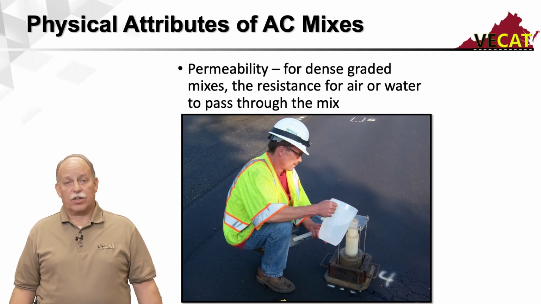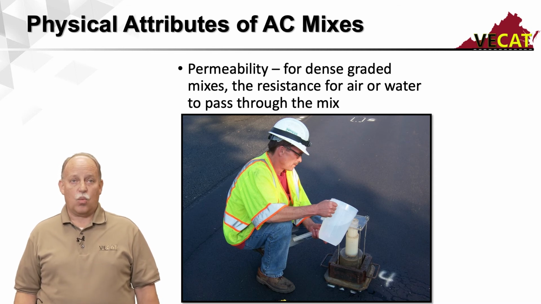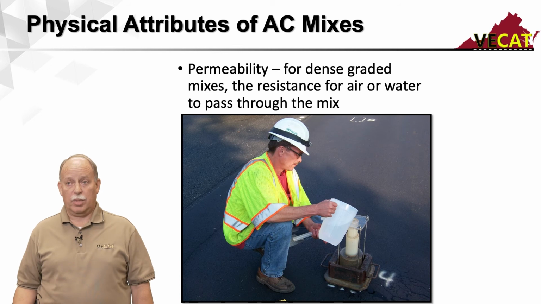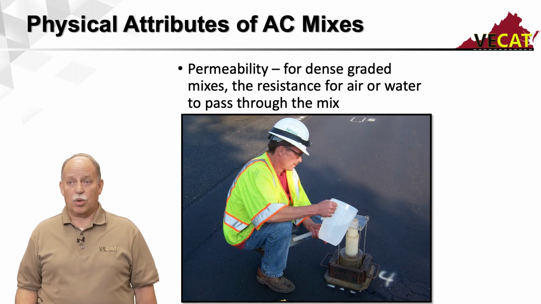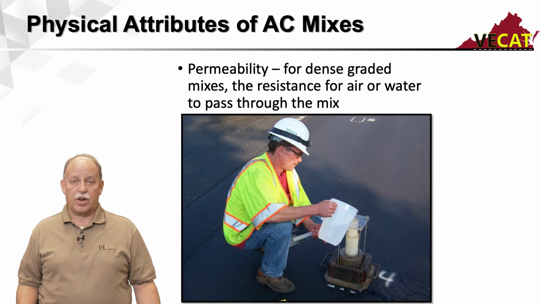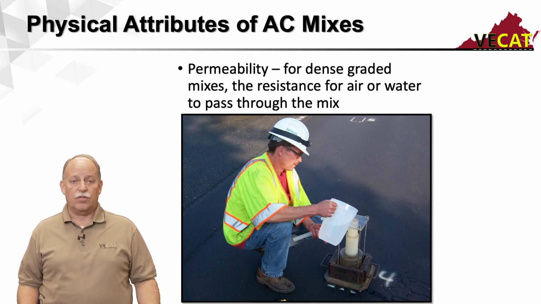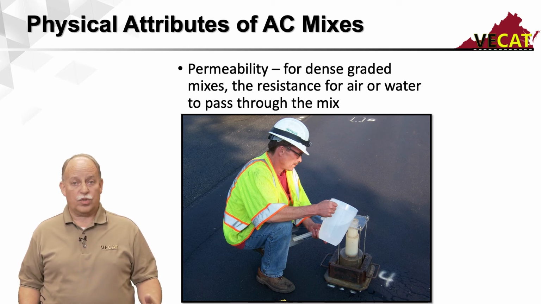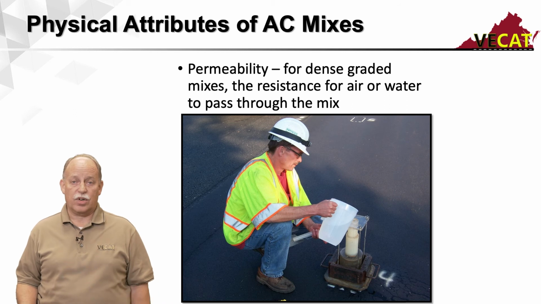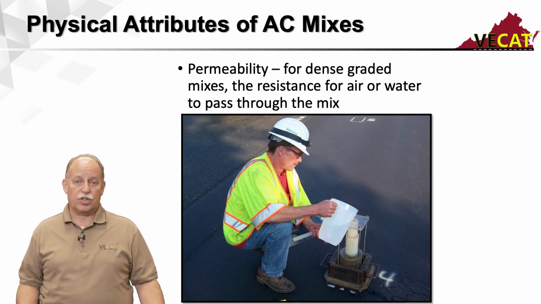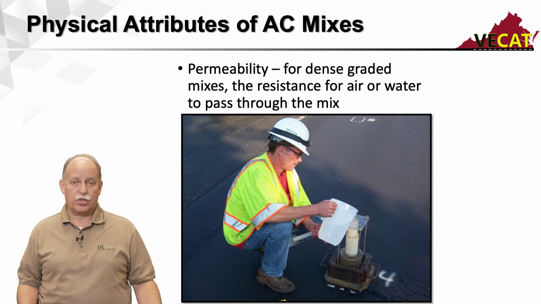And one of the most important factors we have is permeability. For dense graded mixes, the resistance of air and water to pass through the mix is called permeability. What you see here is a field permeameter, and basically what you do is a very simple test. You pour water into the permeameter and you see how fast that water flows through your pavement structure. You want pavements that have low or almost zero permeability. You don't want that moisture to get into the pavements. Obviously, when it does, you increase the chances for freeze-thaw failures, as well as just the load and the water flowing through that mixture can cause stripping.